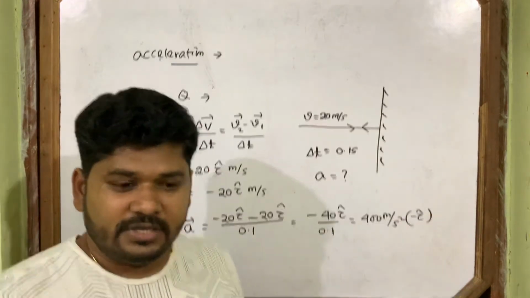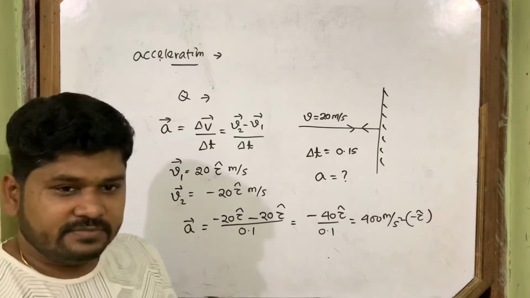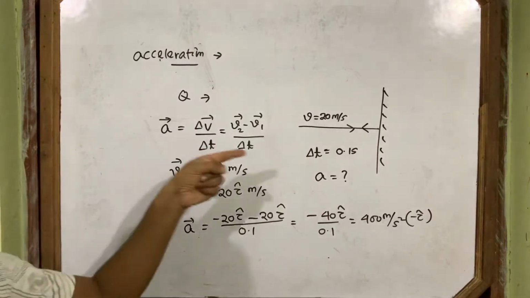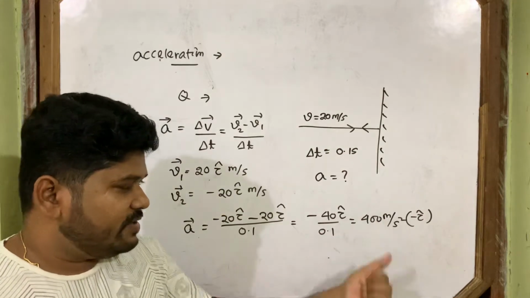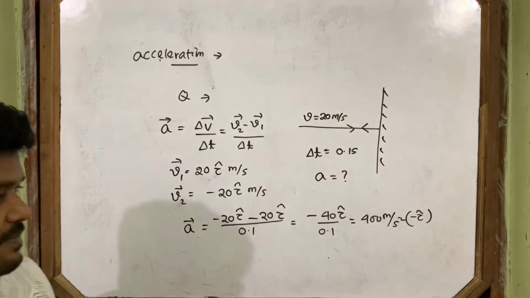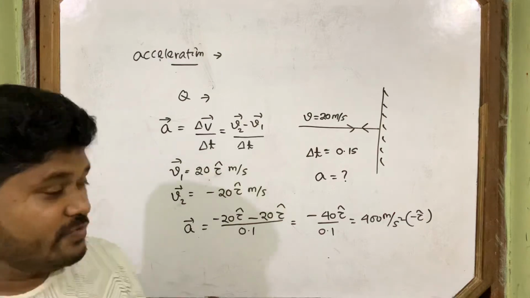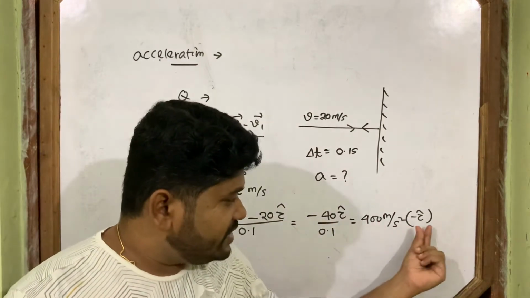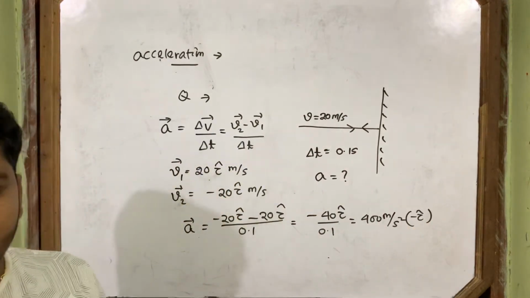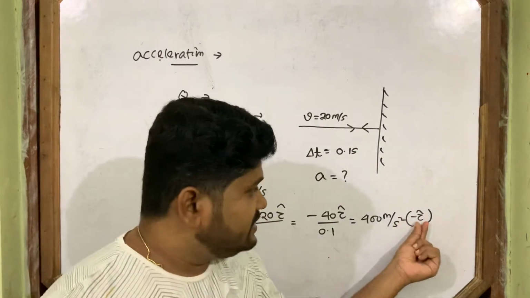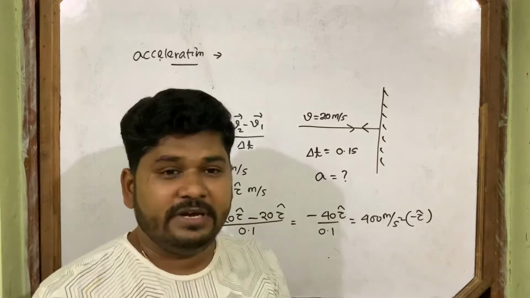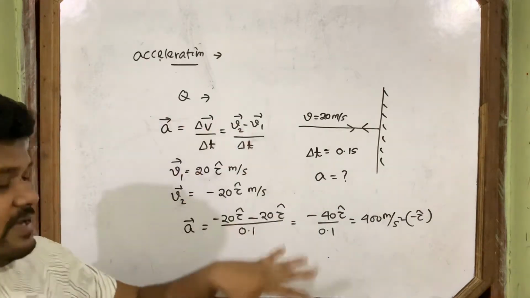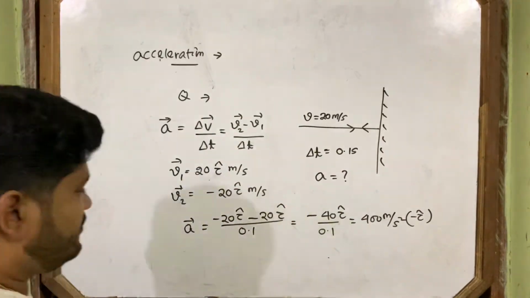Hope you got the right answer to this question. So 20 i cap becomes minus 40, and the 1 by 10 goes to the numerator, so it becomes 400 meter per second square minus i cap. So we got the answer with the magnitude as well as direction. Where is the direction of acceleration? Negative x-axis, and the magnitude is 400 meter per second square. Like this you can find the acceleration of a body.